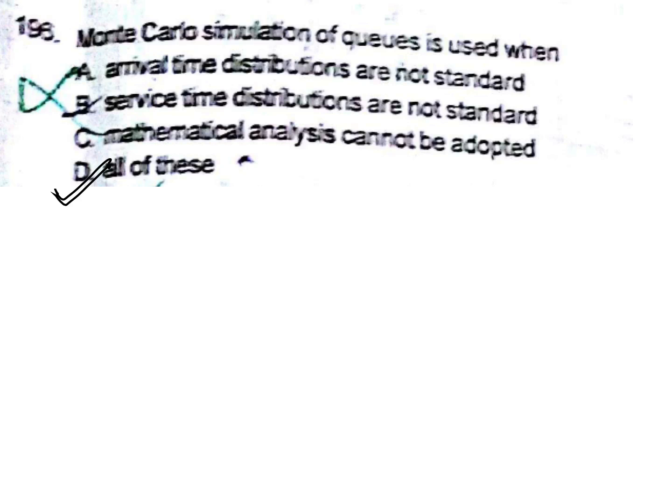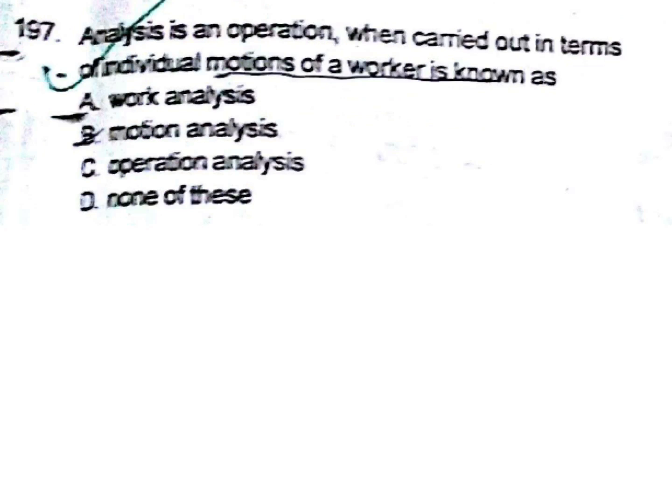Analysis of an operation when carried out in terms of individual motions of a worker is known as A. Work analysis, B. Motion analysis, C. Cooperation analysis, D. None of these. B is the answer. So the question is, analysis of an operation when carried out in terms of individual motions of a worker. Answer is motion analysis.